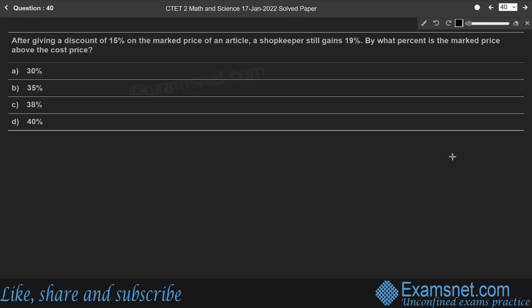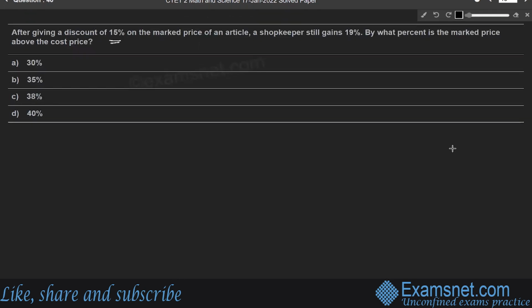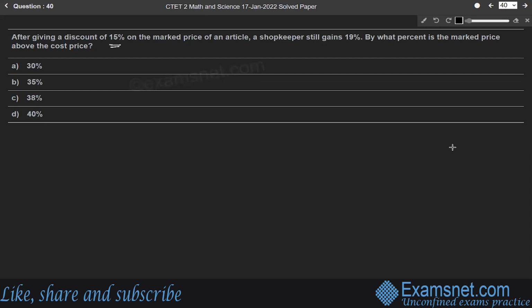Question 40. After giving a discount of 15% on the market price of an article, a shopkeeper still gains 19%. By what percentage is the market price above the cost price? Here, given the discount given by the shopkeeper is 15% and the profit earned by the shopkeeper is 19%.